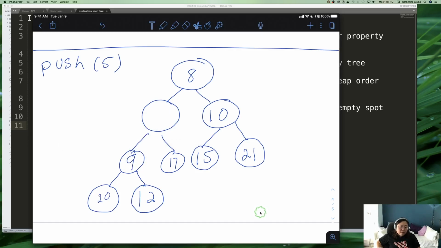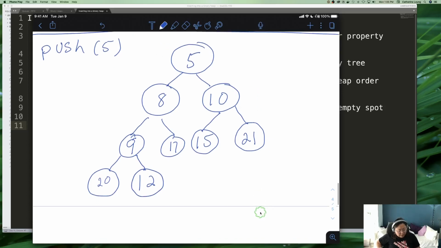Can I put 5 in that empty spot? And the answer is still no, because the parent 8 is lower priority than 5. So we move the 8 down. We've reached the root, so there's no more parent to compare against, and we put 5 at the root. Okay?